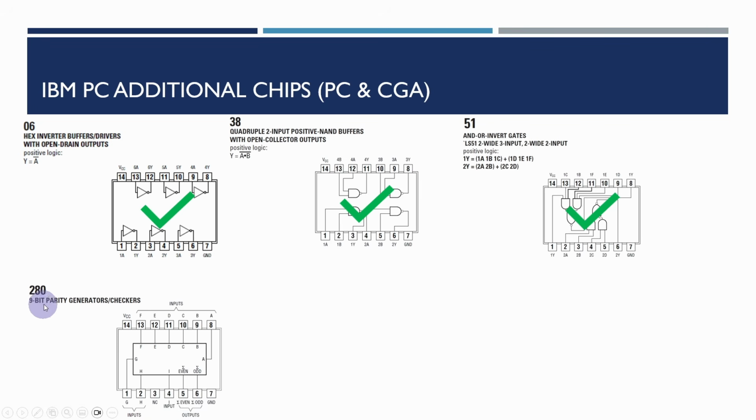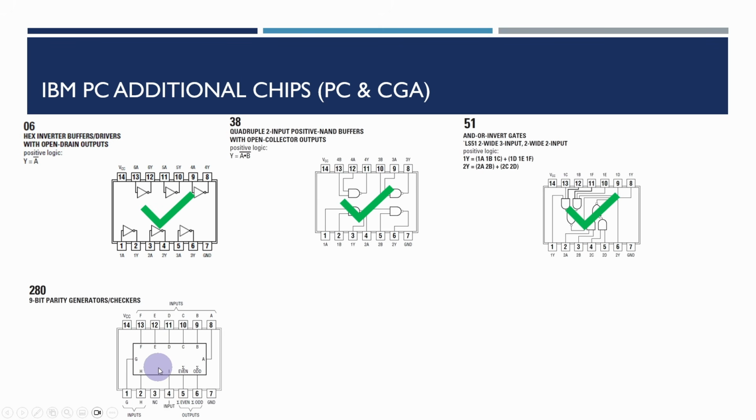Then we come to the 280 parity generator. In fact, on the IBM PC, this was an S-series part, so it's a little bit faster. The 9-bit parity generator is needed because you'll have the 8 bits of data plus the 9th bit, which is the parity bit. When the PC stores data, it'll calculate the parity and store that in the 9th bit. When we read the data, it will read back the 8 bits of data and the parity, and will then check it.